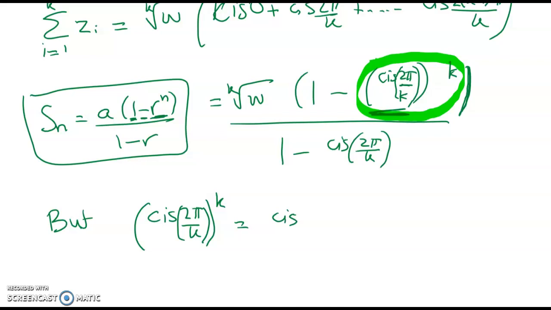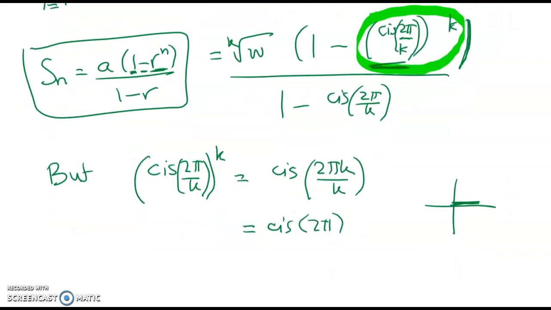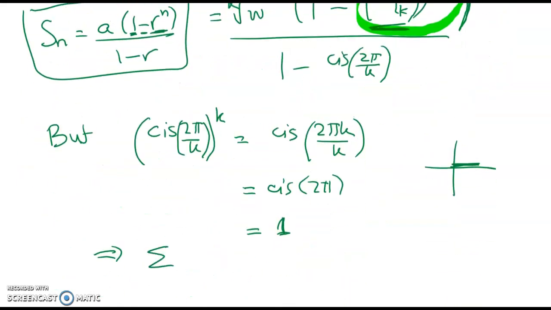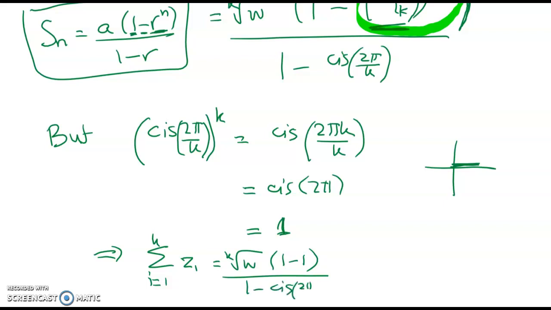By de Moivre's theorem, we know that this is just equal to cis of 2 pi k over k, which is cis of 2 pi, which is here, right, and that's equal to 1. So we've got there, right, the sum of the k roots is equal to this, 1 minus 1 over 1 minus cis of 2 pi on k, which equals 0 as required. So there you go.